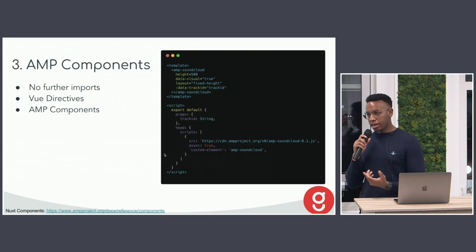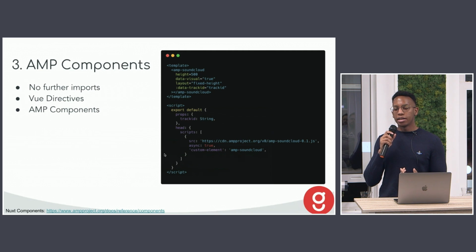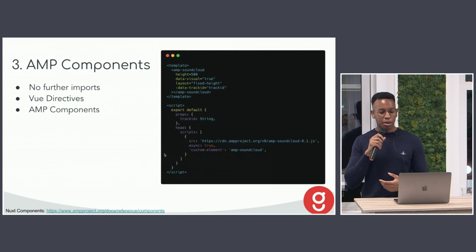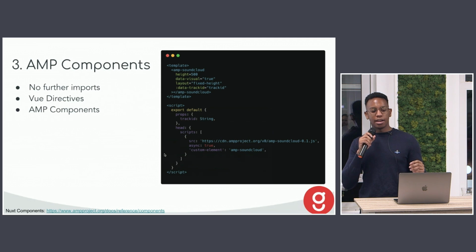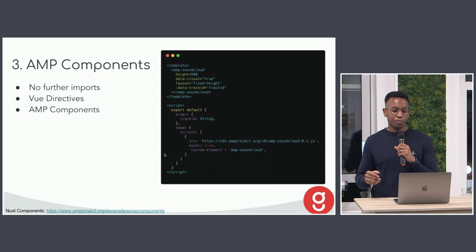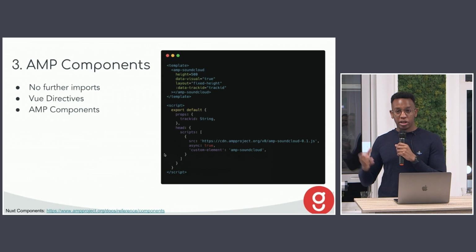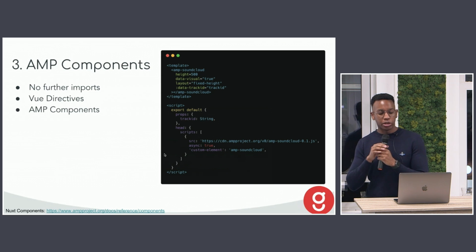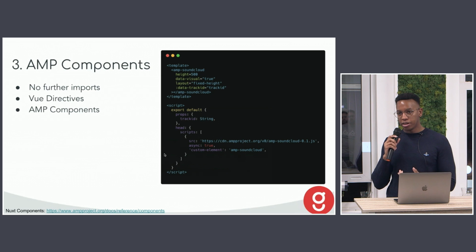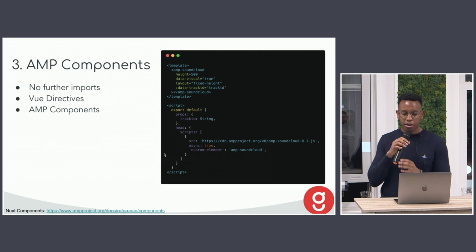And it's also using the head API to load in that extended library of AMP components, which means that piece of the head, that script, will only load if this component is actually rendered on a page. So that's one of the powers of Nuxt, is that it allows you to override and add to the head using those APIs very easily.